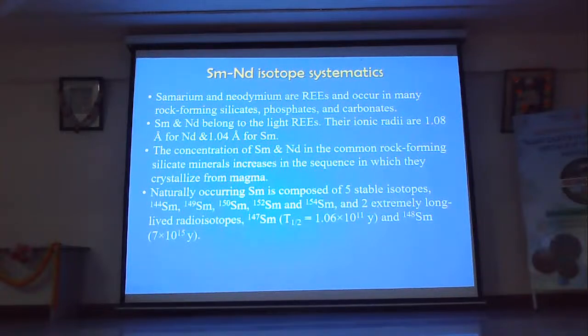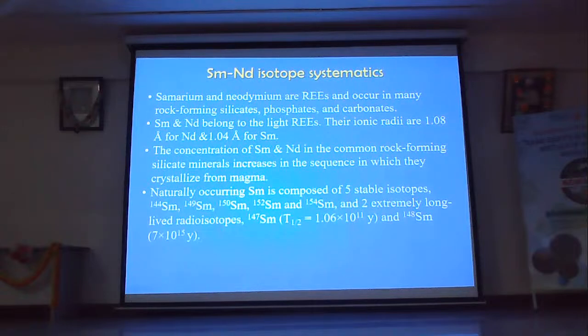Okay, the samarium element has 5 stable isotopes, and this is the mass number. So samarium basically has neutrons plus protons, 140. These are how we write isotopes: 144, 147, 149, 150, 152, 154. These are all isotopes of samarium.